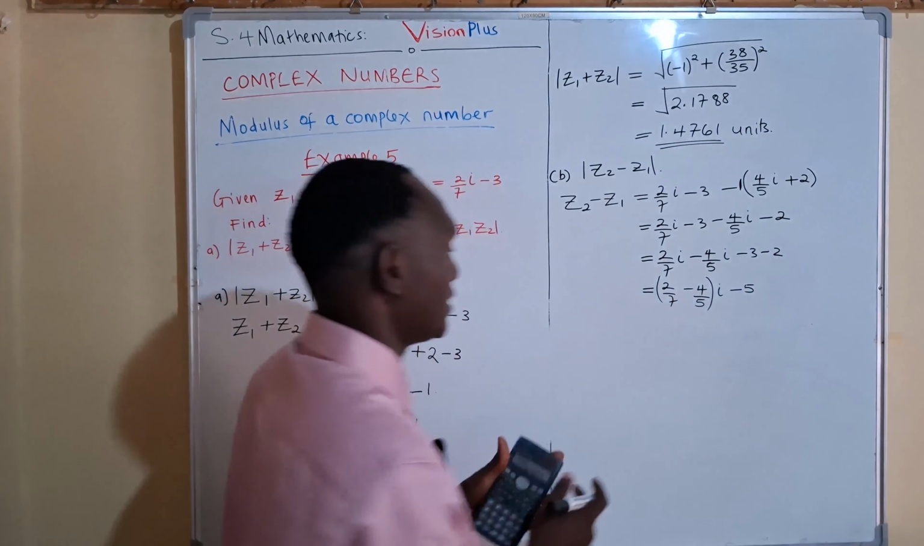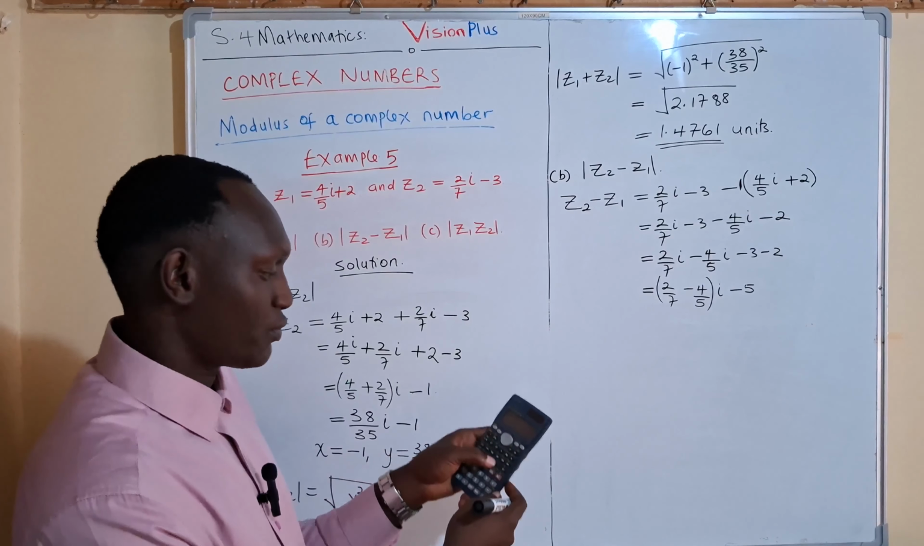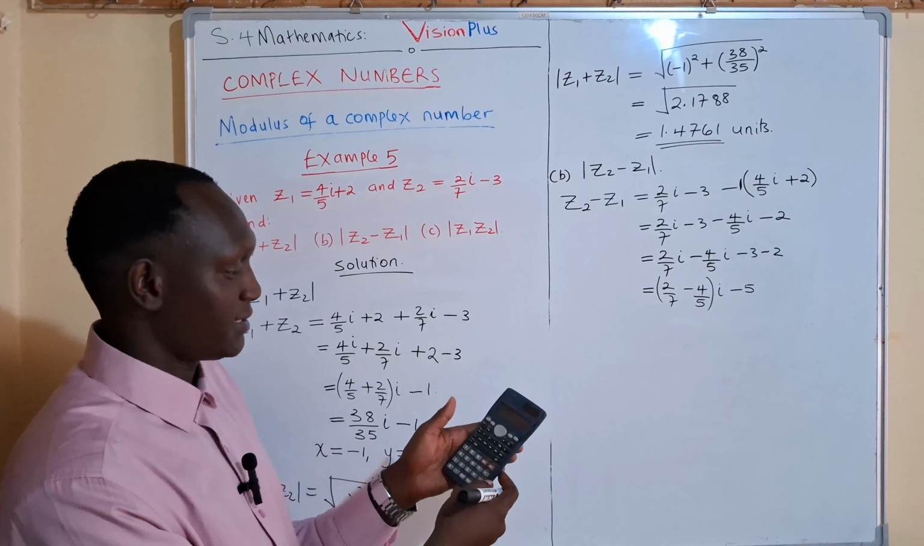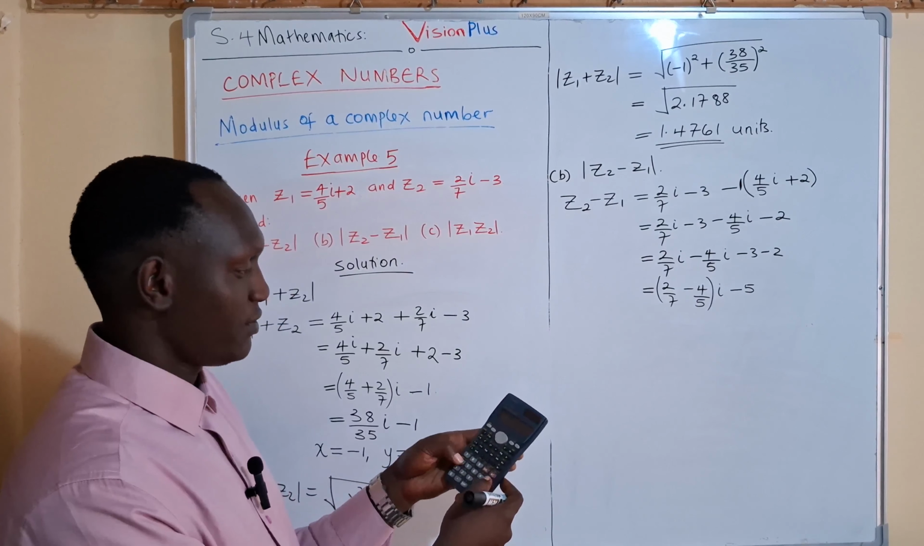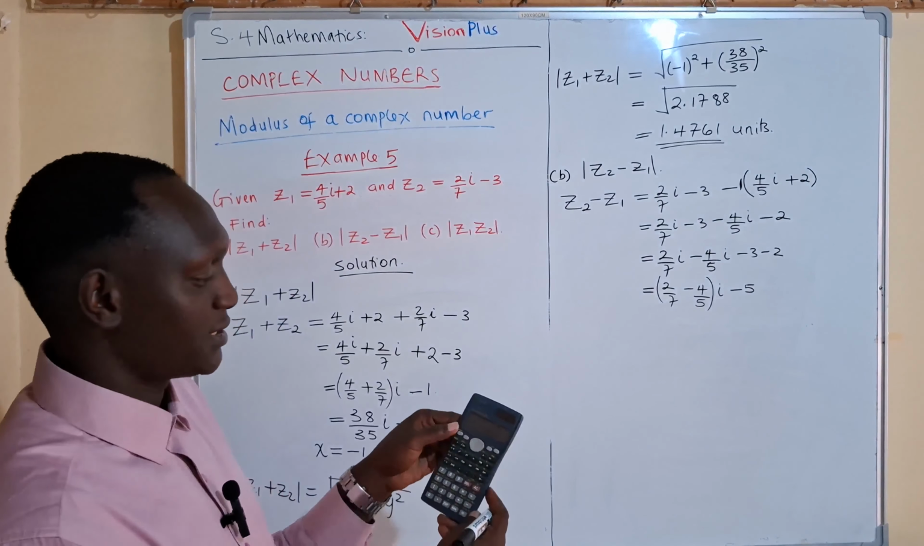And then you press your calculator. You open the bracket, you say 2 divided by 7. Close the bracket. Then minus. Open the bracket again, 4 divided by 5. Close the bracket. It is giving me negative 0.514. Change the fraction using Shift and ABC, it is negative 18 out of 35. Negative 18 out of 35i minus 5.